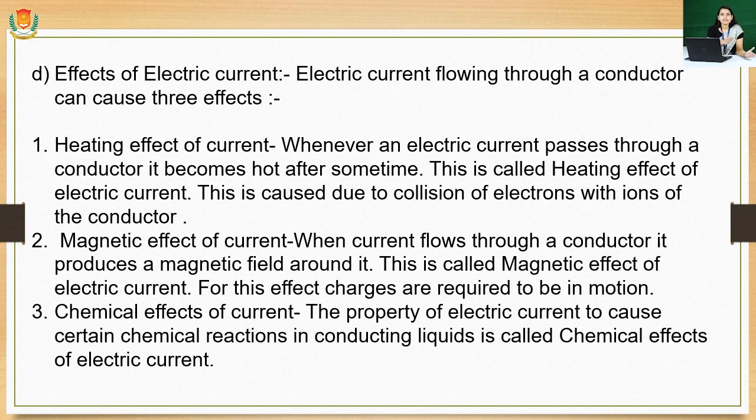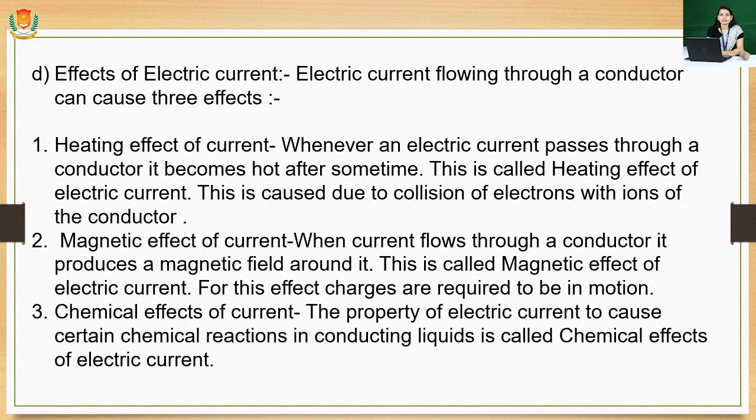This is called the heating effect of electric current, which comes into existence because of the collision of electrons with the ions of the conductor. When the ions present inside the wire collide with the electrons flowing in that wire, the thermal energy produced inside that conductor results in the heating effect of current.